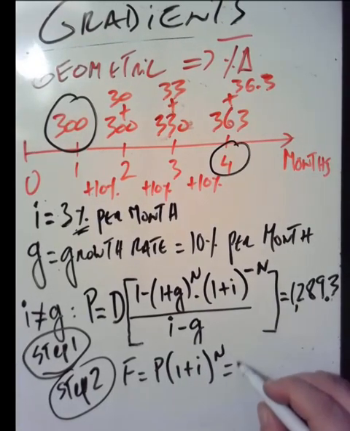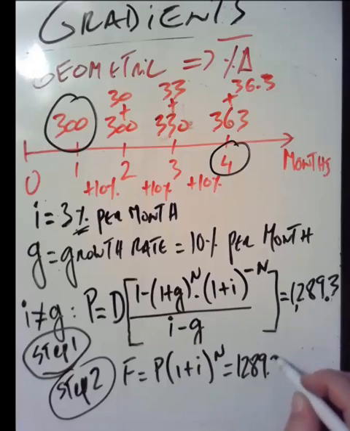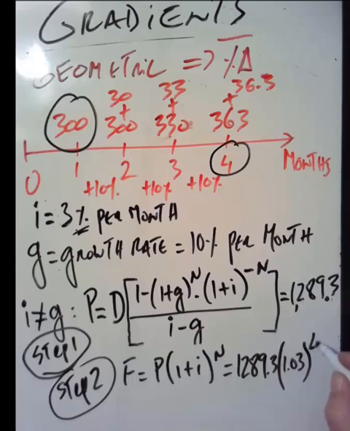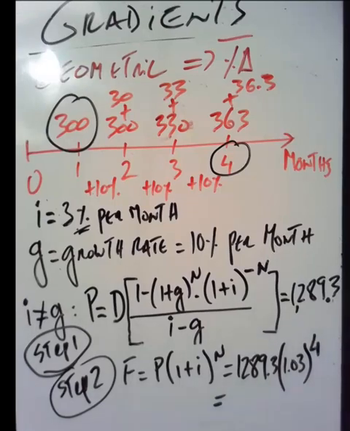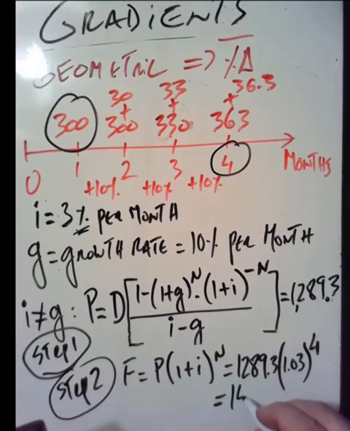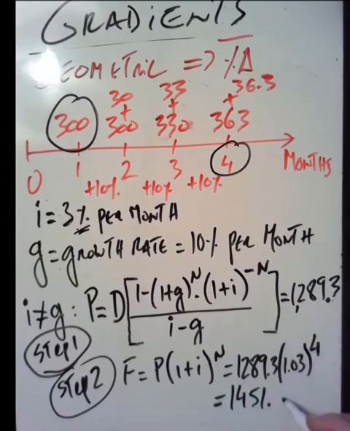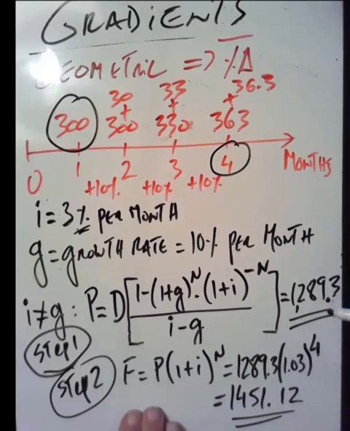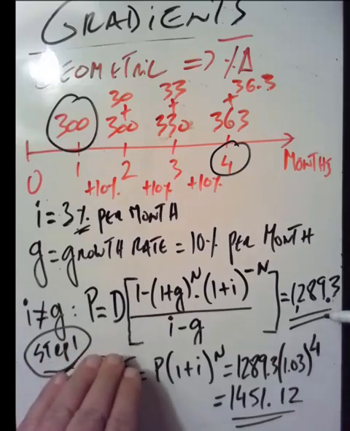So this will be equal to 1289.3 times 1.03 to the power of 4. So the future value of this geometric gradient would then amount to 1451.12. So if you are asked for the future value, basically what you do is you still compute the present value.